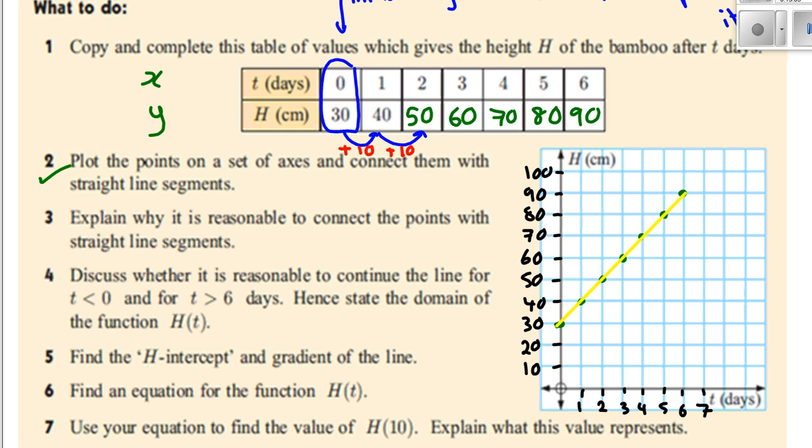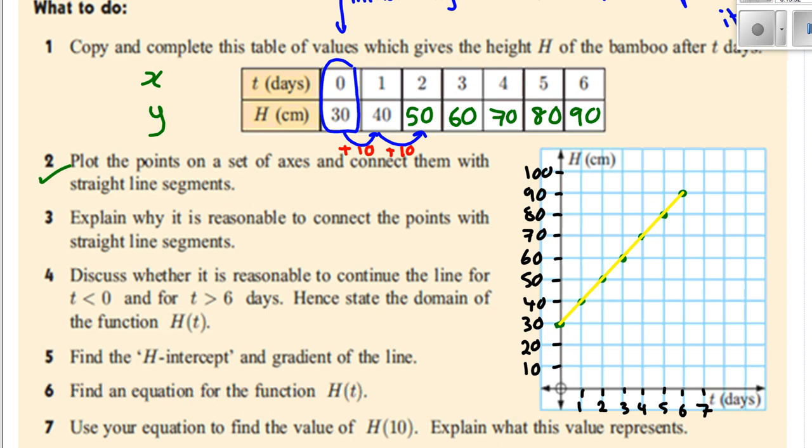Sometimes you might want to go a bit further. It depends. Like if it says plot it only from 0 to 6, like over the domain 0 to 6, you've got to stop right there. If not, you could probably keep going. For now, I'll just stop right there because I don't know. I could always go back and extend it if I need it later on. But for now, just to be on the safe side, I'm only going to plot it over the domain that we've been given, which is 0 to 6 and up to 90 as well. So that's a nice straight line.